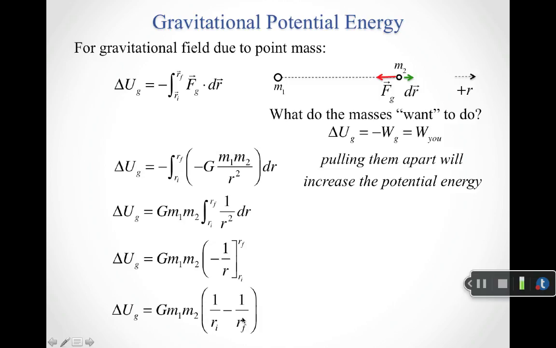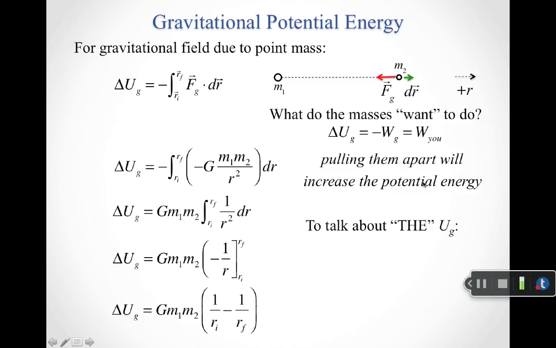So again, let's make sure this makes sense. If I'm pulling M2 away, that means its final distance to M1 is going to be larger than its initial distance. But if my final distance is larger, that means 1 over my final distance has got to be smaller than 1 over my initial distance. So sure enough, this term is positive, and I've increased the gravitational potential energy. So this is consistent with what we know conceptually is going on.